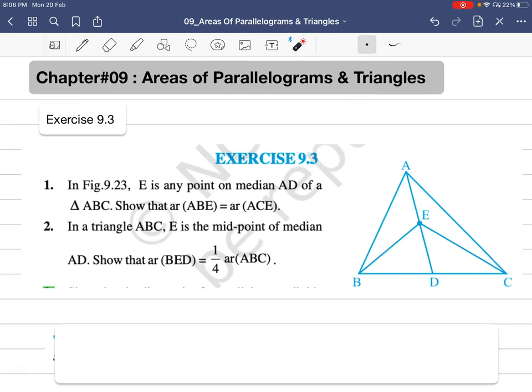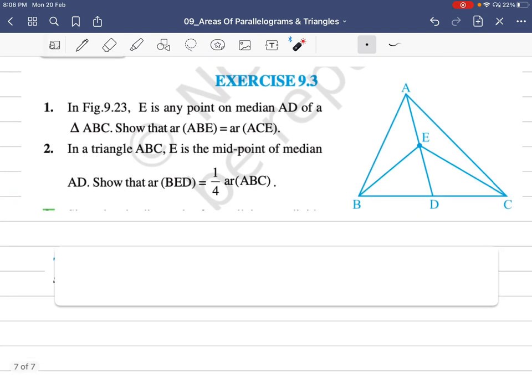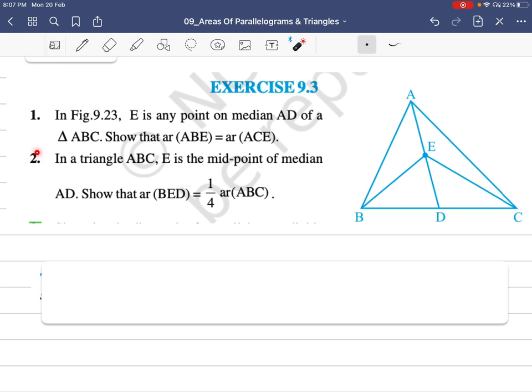So in this video, we are going to see a problem from exercise 9.3, which belongs to chapter number 9, areas of parallelograms and triangles. Okay. So let's come down here. This is the figure that we have to refer. So we're going to look at problem number 2.